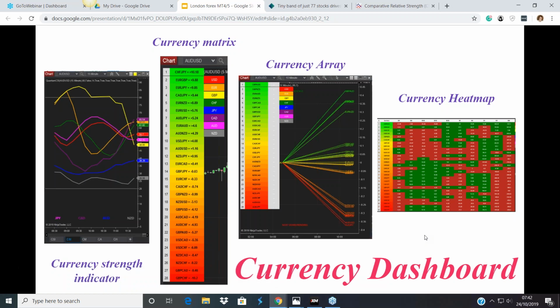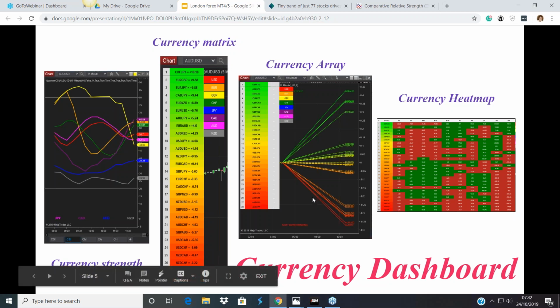And we've added to the currency strength a matrix which ranks the pairs, which pairs have been most heavily bought and sold. We have an array indicator which tells us the strength of move, the momentum that's in that pair. And finally, we have a heat map which looks at the performance of the currencies across multiple time frames.